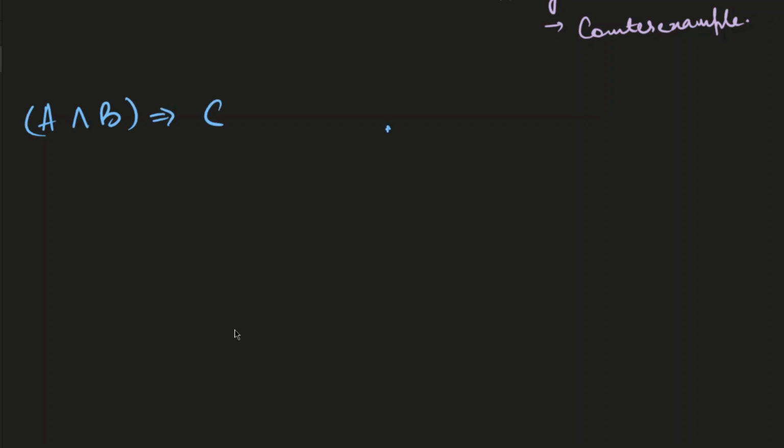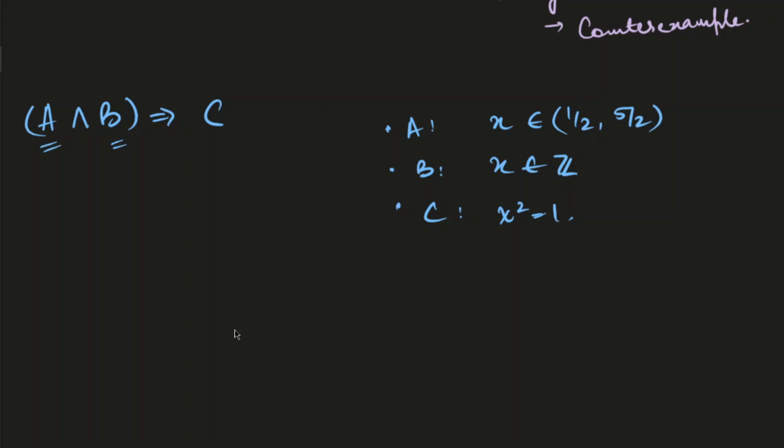Let's recall what A, B, and C are. A is x belonging to 1/2 to 5/2. B says that x belongs to all integers, and C says that x squared equals 1, right? So if it says A and B, it means that A and B are true. So when is A true? A is true when x is in the interval 1/2 to 5/2. And when is B true? B is true when x belongs to integers.